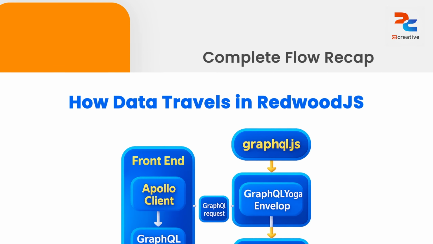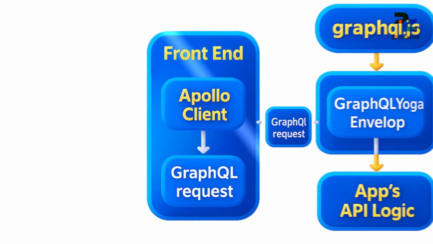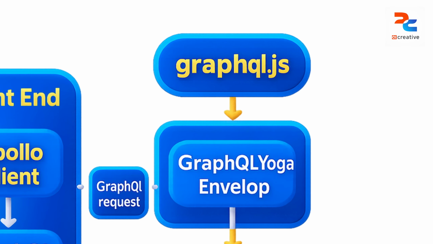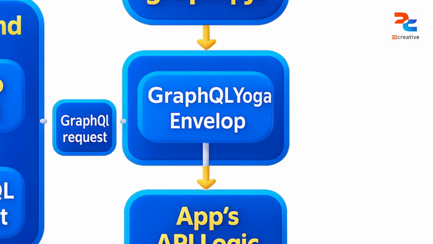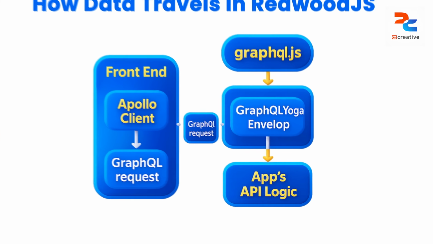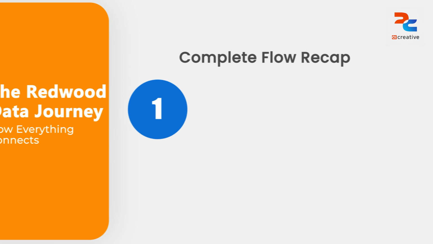So here's the quick recap of the Redwood data journey. The front end sends a GraphQL request using Apollo. It goes to graphql.js. Yoga and Envelop receive it. It matches to your SDL and is sent to the service. The service gets the data from the database and it's all sent back to the front end. Nice and smooth. And that's the Redwood data journey.